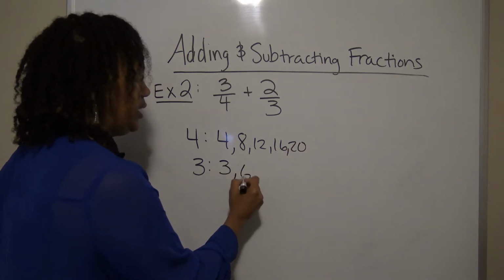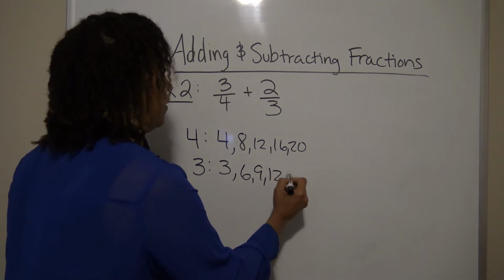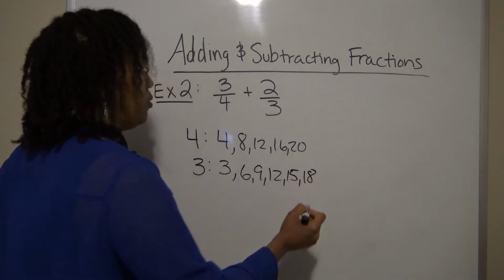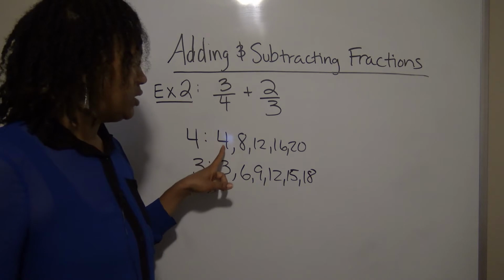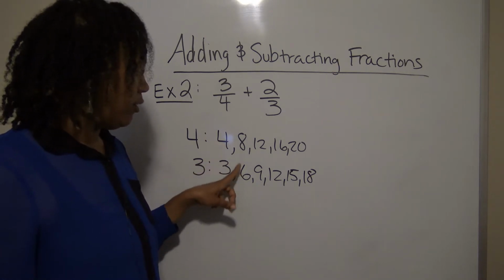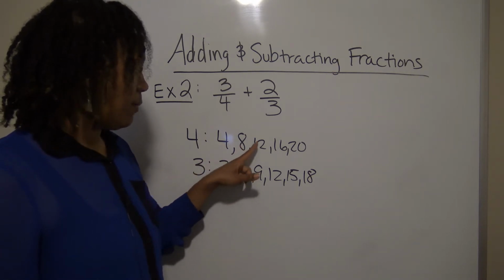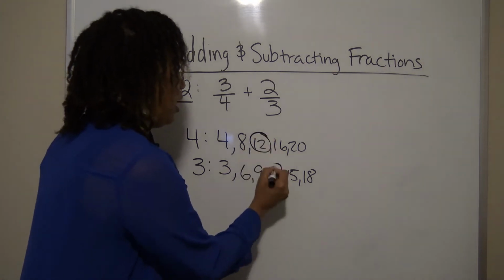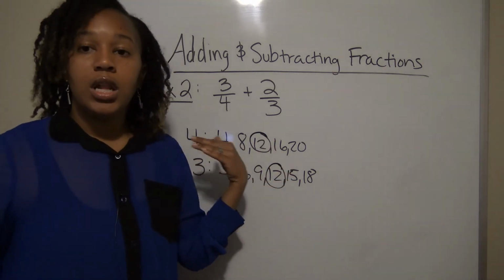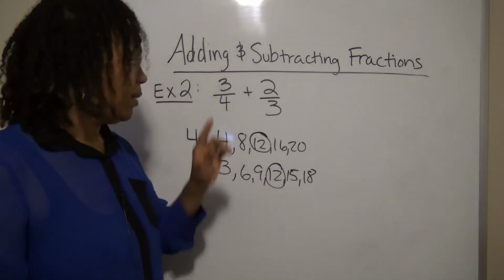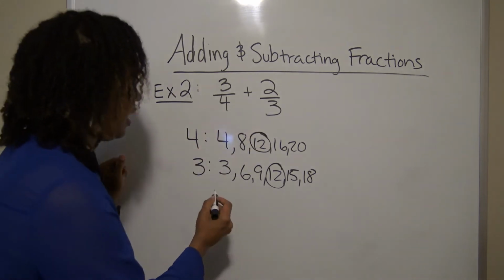Multiples of 3, 3, 6, 9, 12, 15, 18, and I can keep going if I need to. But if I start with the biggest number, 4, they don't have in common. 8, they don't have in common. 12, they do have in common. So 12 is the least common denominator. So I want to make both of these fractions have a denominator of 12.